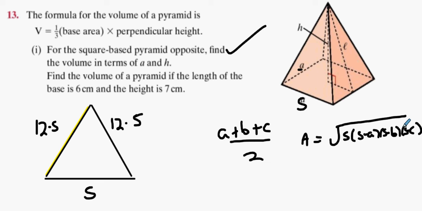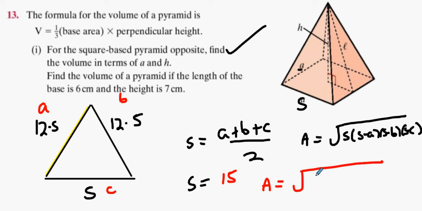Okay? First things first. What is the S value? Lads, pick any three sides to be called A, B, C. Go for it. What's the three of them added together? What's that divided by 2? 15. S value is 15.